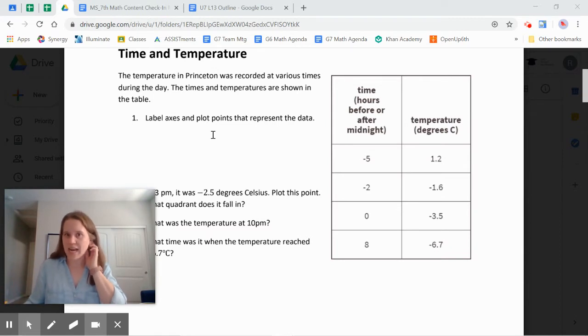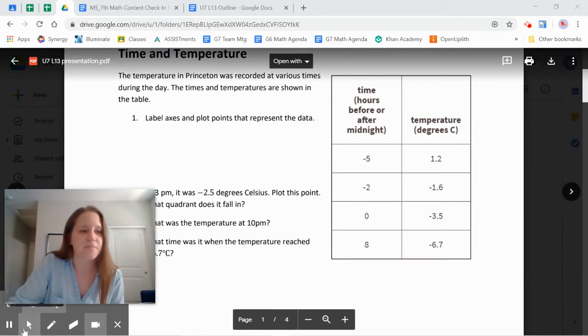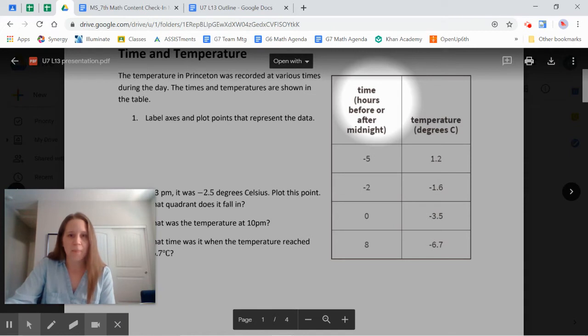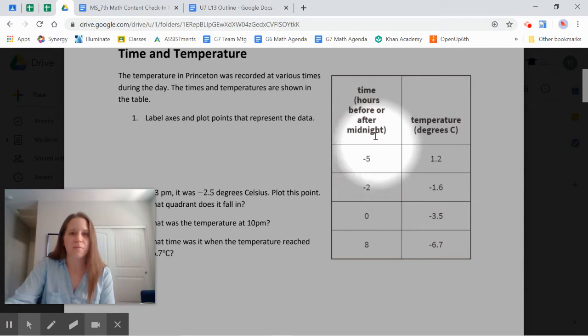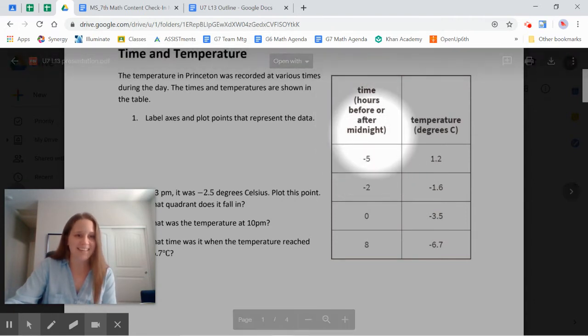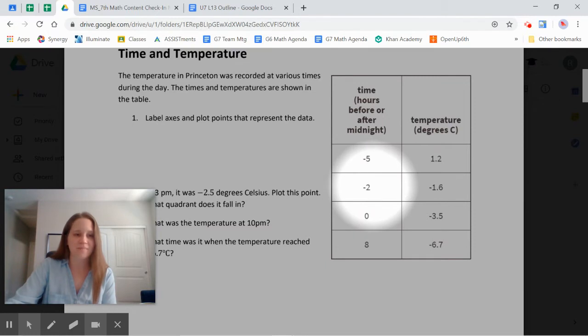A couple of things to point out. This part right here where it says time, hours before or after midnight, what do you think a negative time would mean? Do you think that would be before midnight or after midnight? You got it. That would be before midnight. Okay, so this -5 means 5 hours before midnight. Okay, what does -2 mean? -2 means 2 hours before midnight.